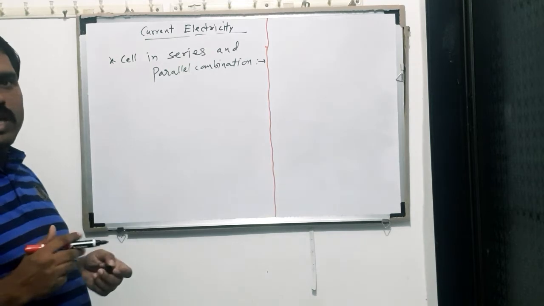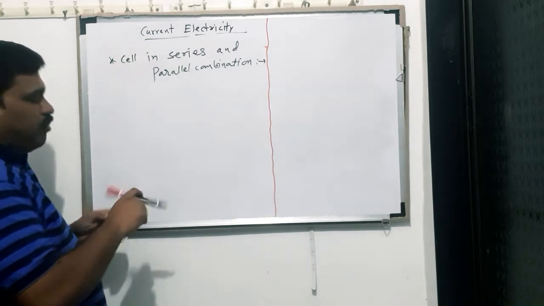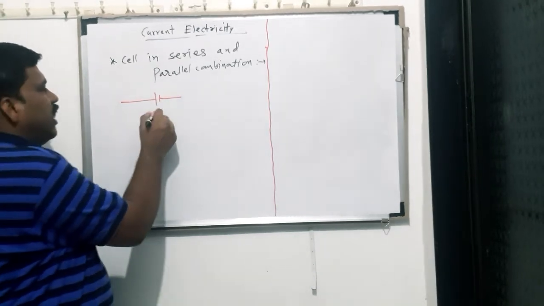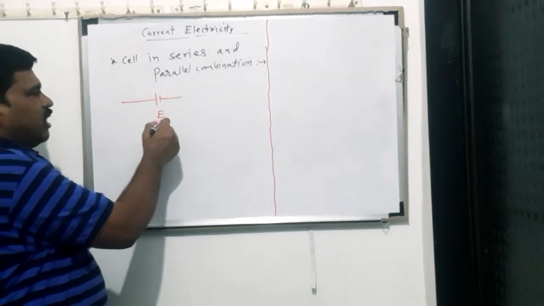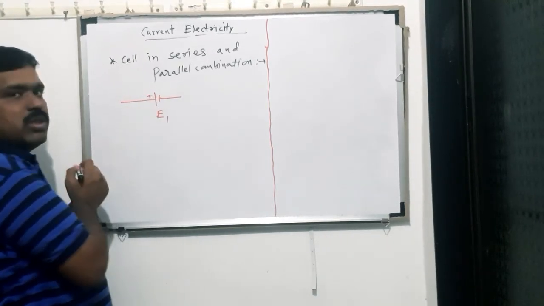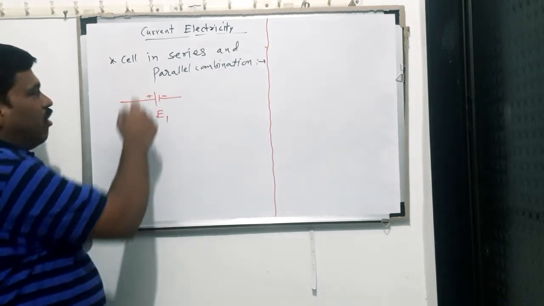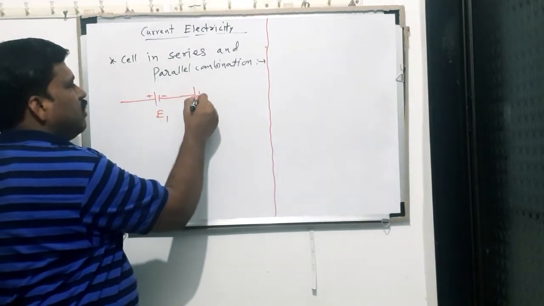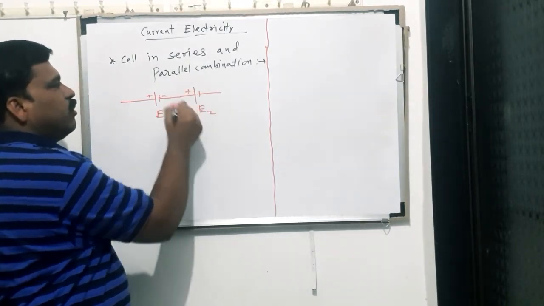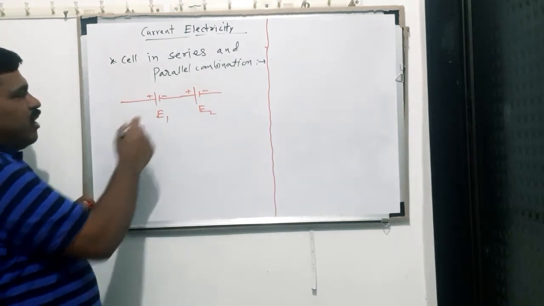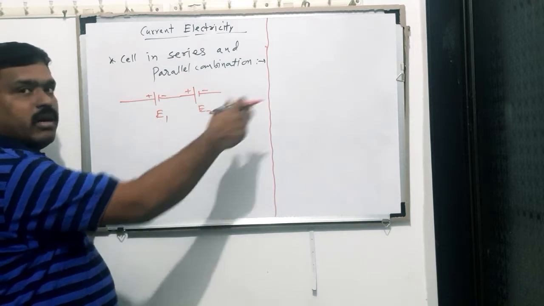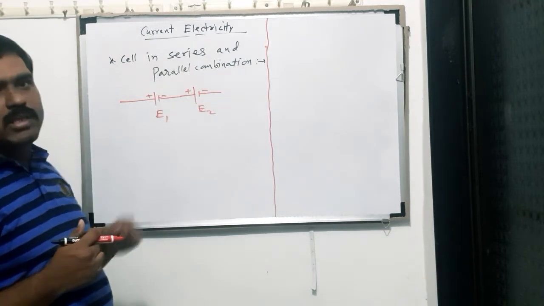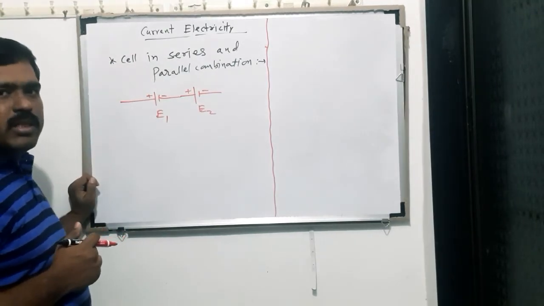The cells which have the EMF E, त्याच्यासाठी असणारा सिम्बॉल आपल्याला माहिती आहे. This is the symbol for the cell of EMF E. Consider this is E1. त्याचे हे पॉझिटिव्ह टर्मिनल असेल. This is negative terminal. Long line represents the positive, short line represents the negative. This is another cell of EMF E2, with positive and negative terminals. These two cells E1 and E2 are connected one after other. Therefore, they are said to be in series combination.